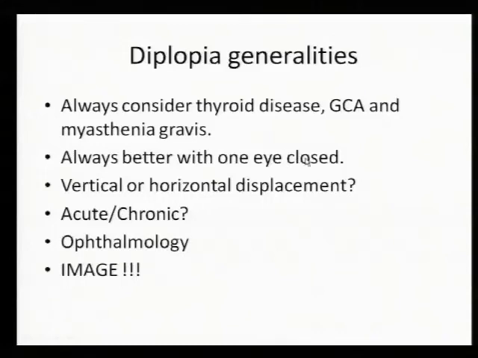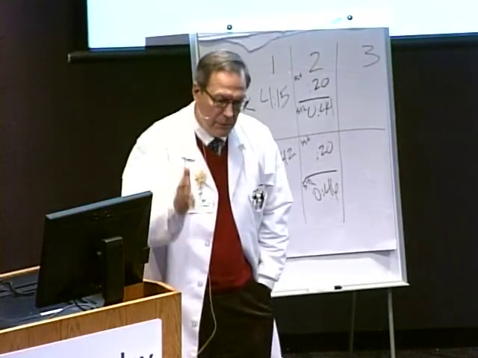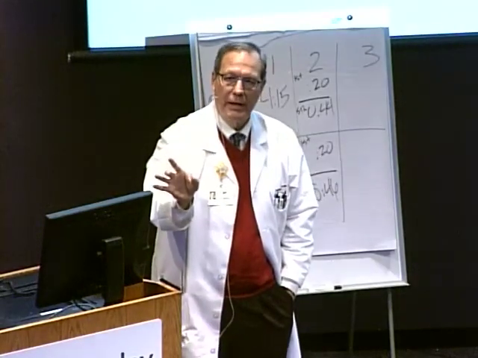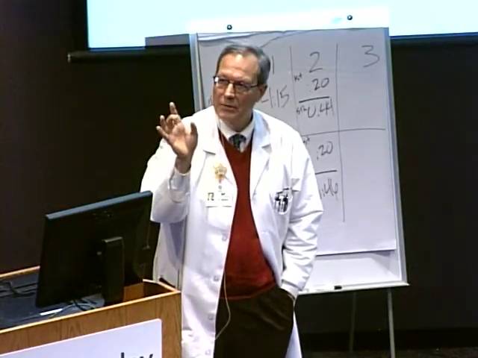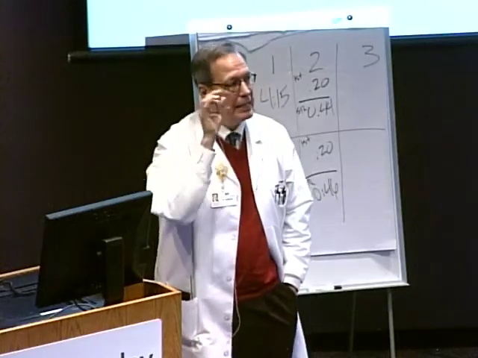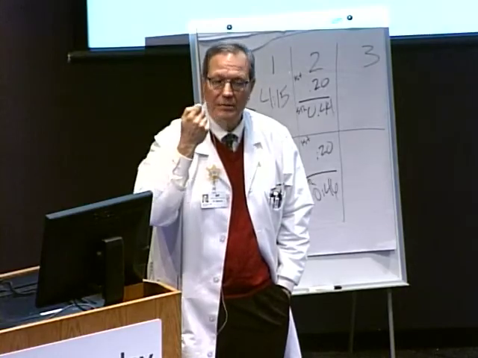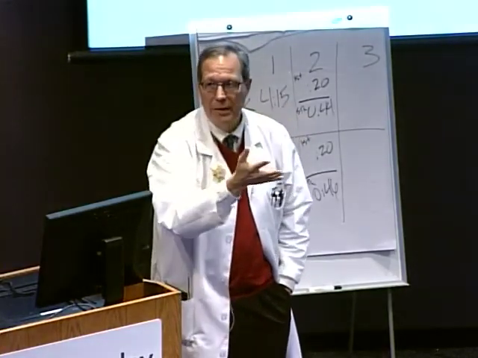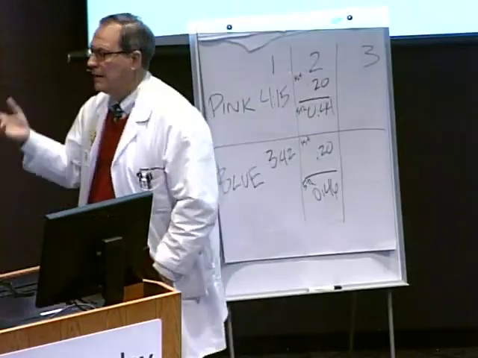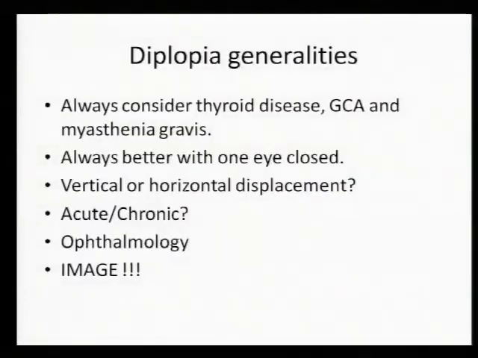Is it always better with one eye closed? And I didn't emphasize this with the optic nerve business, which is you don't get double vision with one eye, right? That just doesn't happen, but it can happen if a person has like an ectopic lens in their eyes. And again, that's clearly where you need an ophthalmologist to sort that out. But generally, if they say they're having double vision with one eye, you're probably out of your league and you don't need to worry about the nerve itself.